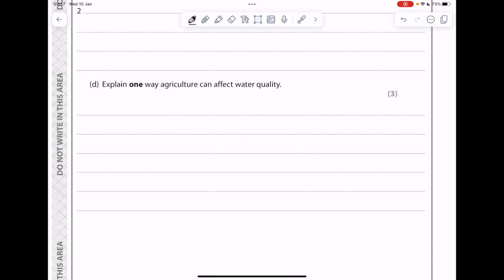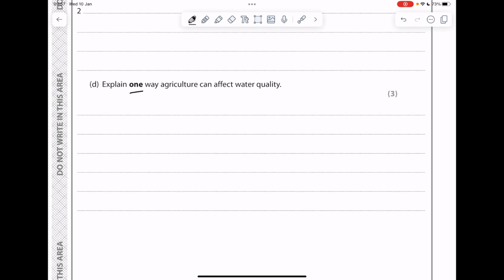Explain 1 way agriculture can affect water quality. I've already touched on it before. We could talk about eutrophication. We could talk about anything to do with deforestation. Remember, that's cutting down trees to provide more space to grow crops or for livestock. If we were to talk about livestock, we could potentially talk about cattle waste, and that leaching into the rivers, again contaminating the water, as that will increase the bacterial load. Lots and lots of options here.